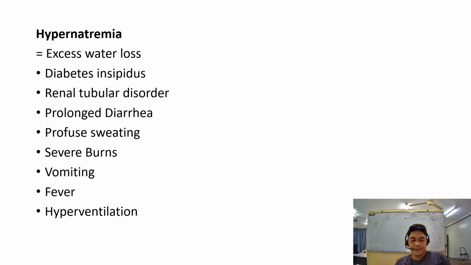Okay, so next, what are the causes of hypernatremia? First is excessive water loss. So what are the conditions associated with excess water loss? First is diabetes insipidus.